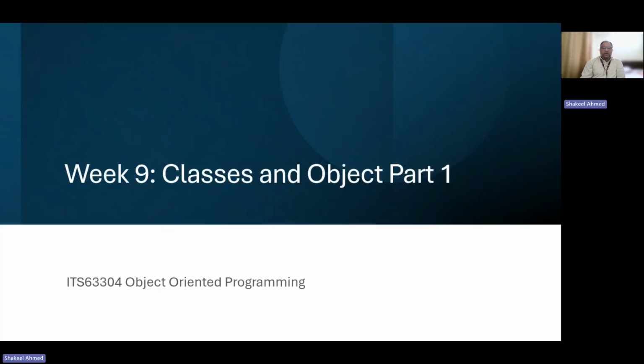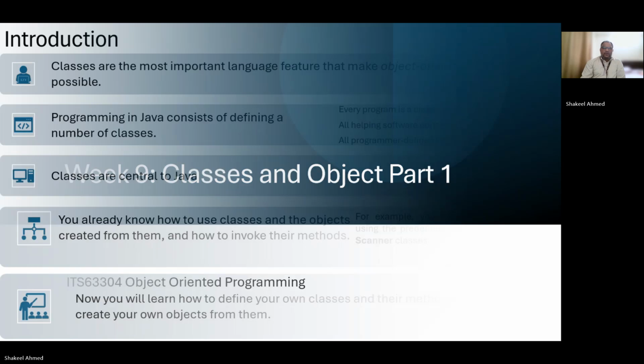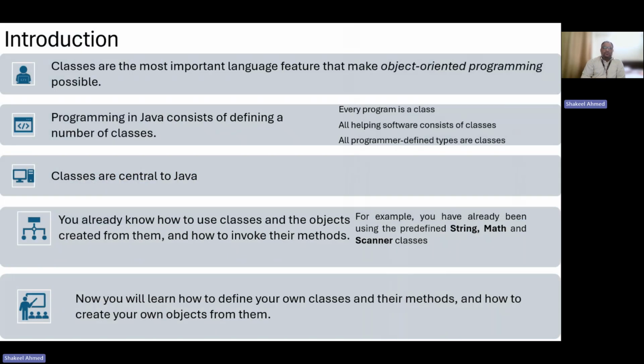As we discussed in the class, this is just a recap of all the things that we have discussed in the class. Classes and objects. As you know, classes are the most important language features that make object-oriented programming possible. Classes are highly important because this is where object-oriented programming starts from. Programming in Java consists of defining a number of classes. And every program in Java is actually a class.